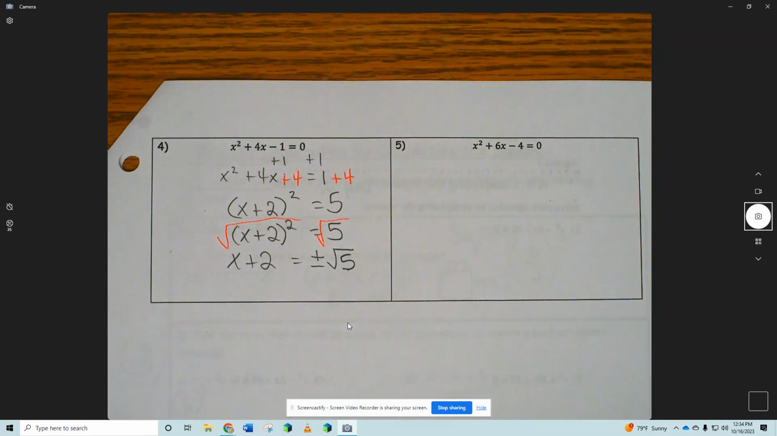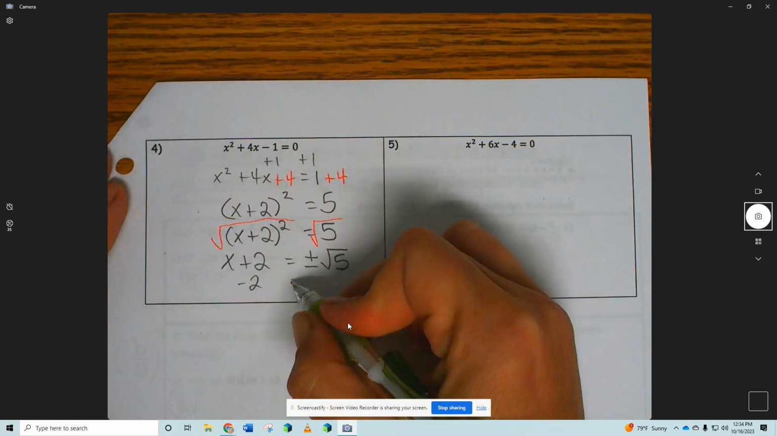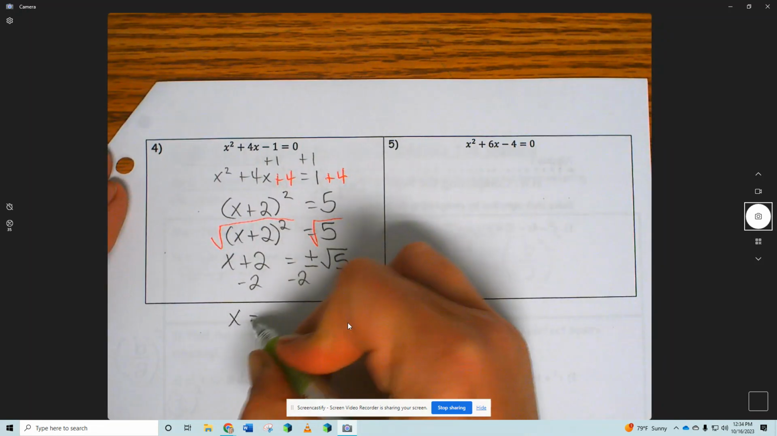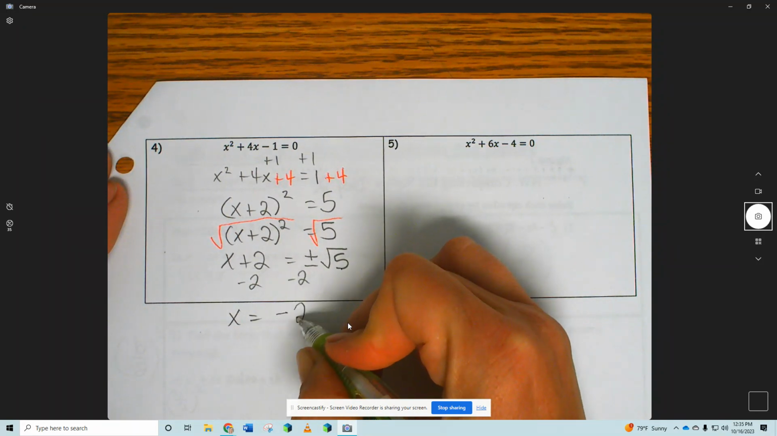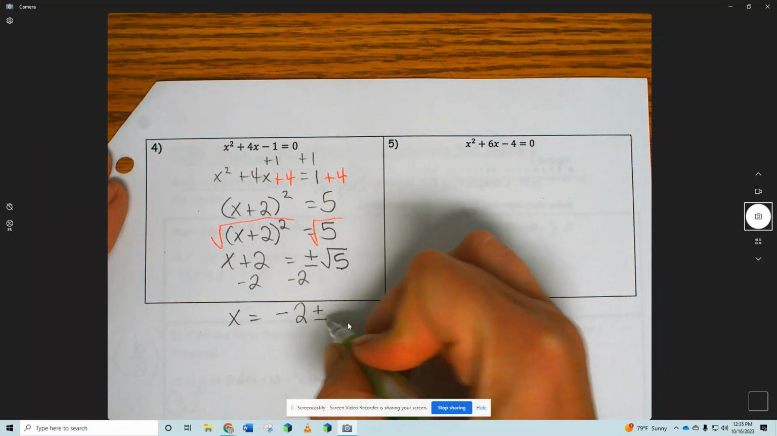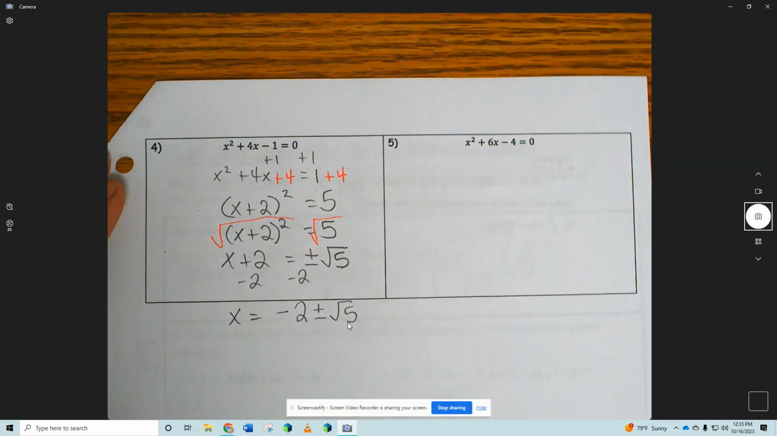Solving for x means I get rid of the 2. I'm going to put this in front of the plus or minus, right after the equal sign. Negative 2 plus or minus rad 5. It goes in front.